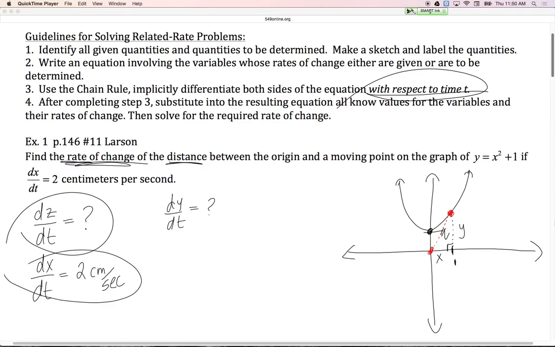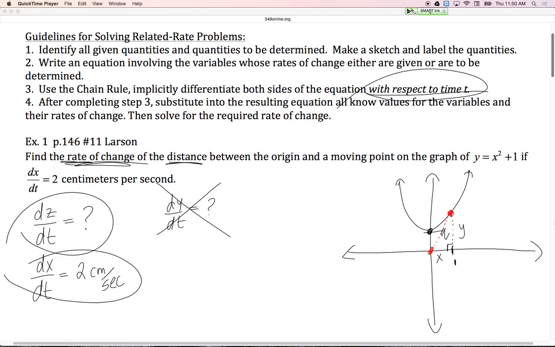All right, step 2, write an equation. By the way, we're done with step 1. We understand the problem. We've got everything labeled. We understand that if we get a dy dt, we don't really want that one. So we're going to have to find a way to eliminate it. Write an equation that involves the variables whose rates of change either are given or are to be determined.